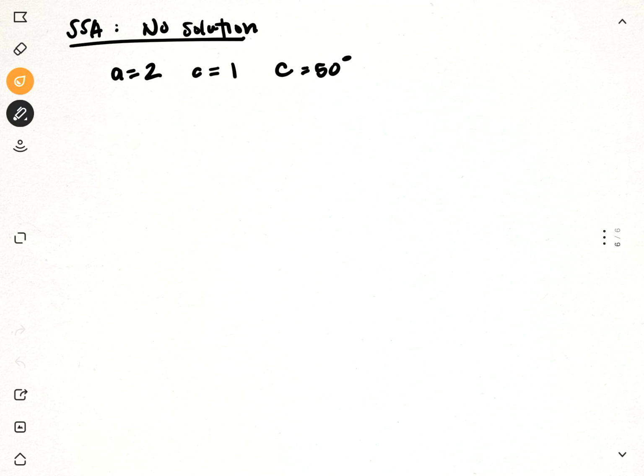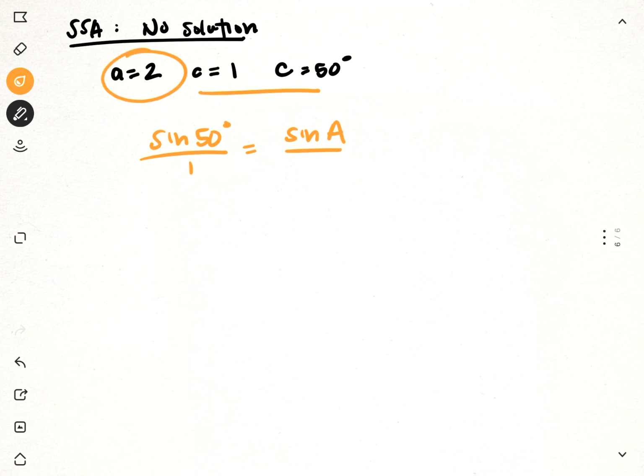There's no solution, so you can draw it out or not draw it out if you want to, but we can just start setting this up. So if we set this up, we know our C and our C are across from each other, so we can say sine 50 over 1 is equal to sine capital A, because we want to find the corresponding angle to that side, over 2. Now let's see why this is not going to come out.